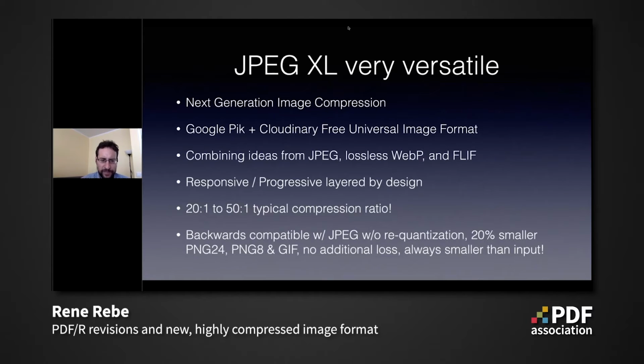It's by design similar to JPEG 2000, very responsive and progressive, in that it's not encoding one image, but a progressive layered design, so that, for example, one high resolution image can be layered as a stack of, say, 8 images, so that in a web browser or a PDF viewer, an image can already be shown with less detail, and the more data is loaded and decoded, the more detail is presented to the user. It typically achieves a 20 to 50 to 1 compression ratio, so that is twice to 2.5 times better than JPEG.